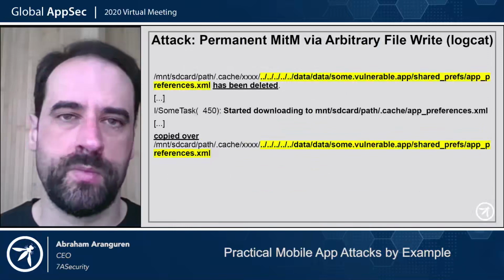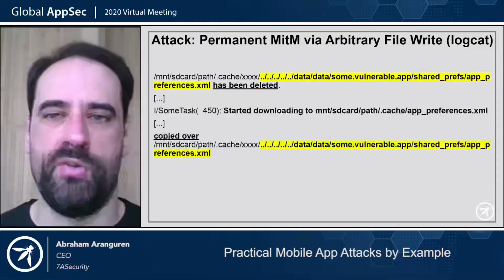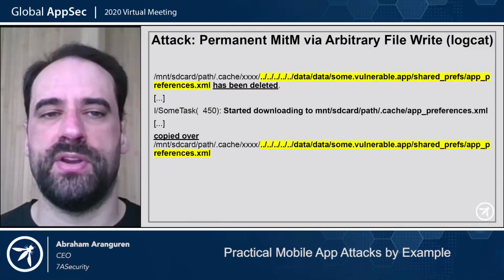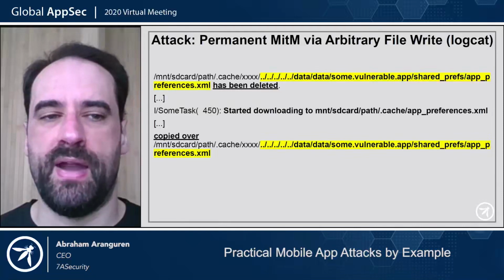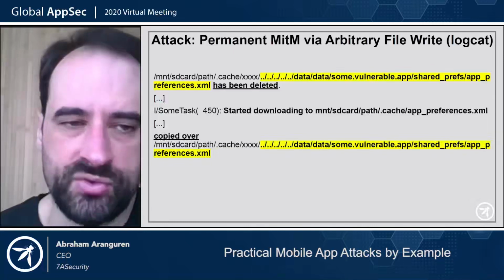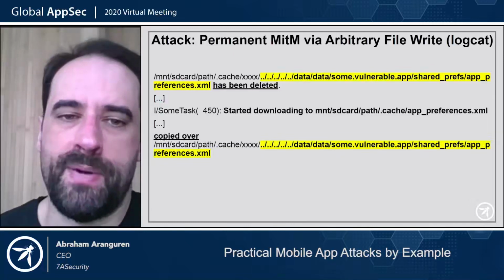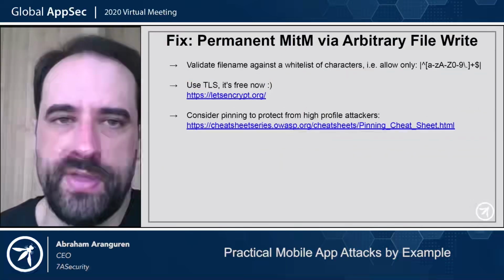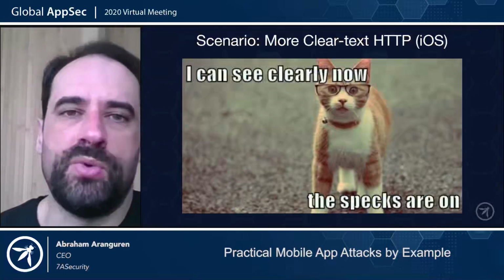Yeah, this is how the attack looked like. So in logcat, the messages you could see here, the file was deleted and then the file was copied over, right? So this is how it was trying to save it on the SD card, but with the path traversal, we can basically override the preferences of the application. This is how you fix that.